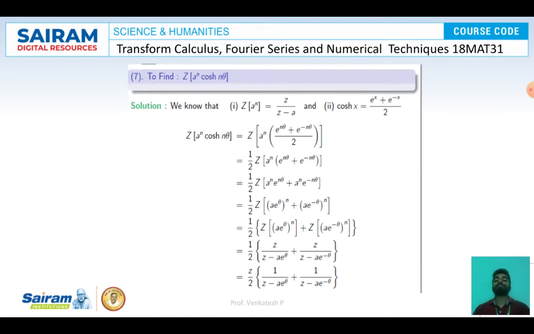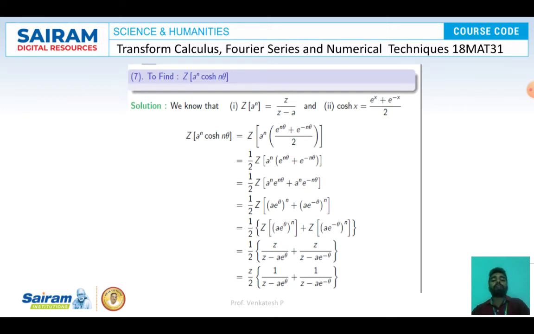So next one is Z transform of a^n cosh(nθ). Here I am going to apply two formulas. The first one is the Z transform of a^n formula, that is given by z/(z-a). One more is the cosh x formula, that is (e^x + e^(-x))/2. So now I am going to find the Z transform of a^n cosh(nθ). I will keep Z transform of a^n as it is, expanding this cosh(nθ) like this, that is (e^(nθ) + e^(-nθ))/2.